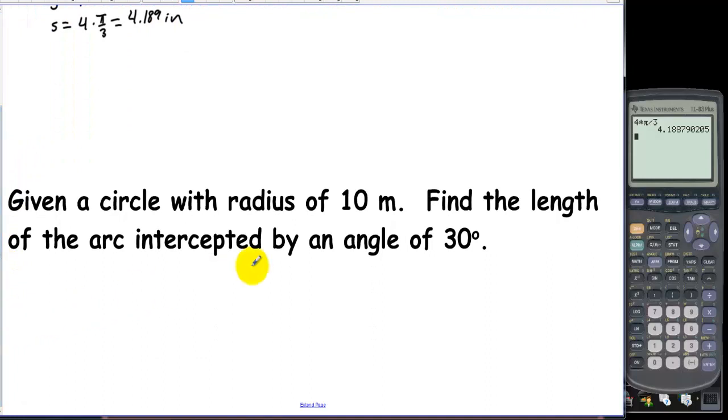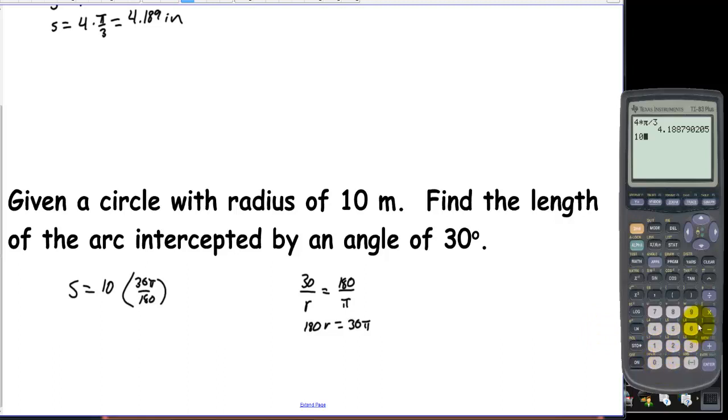Given a circle with radius of 10 meters, find the length of the arc intercepted by an angle of 30 degrees. We have arc length equal to 10 times 30 pi over 180. We have to change the 30 degrees into a radian measurement. You can do that the long way. You can have 30 over radian is equal to 180 degrees over pi radians. And then when you cross multiply, you get 180r equals 30 pi. When you divide by 180, you get 30 pi over 180.